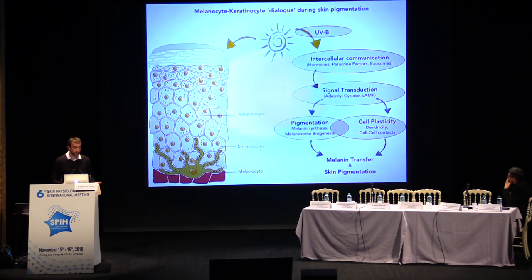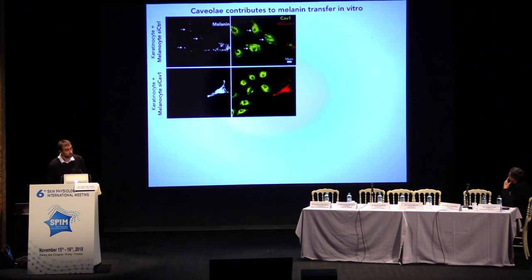So we know that caveolae are polarized at the melanocyte in front of the keratinocyte, and that they can control signaling pathway, pigmentation, plasticity, and cell contact. So the obvious readout after that is to test the melanin transfer in our condition. The first thing we did is to use our co-culture setup.